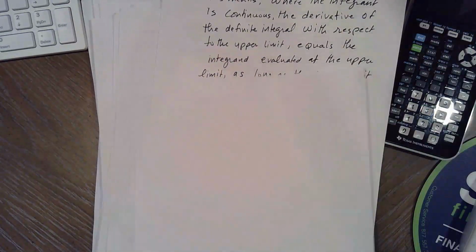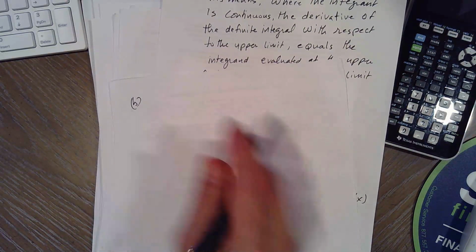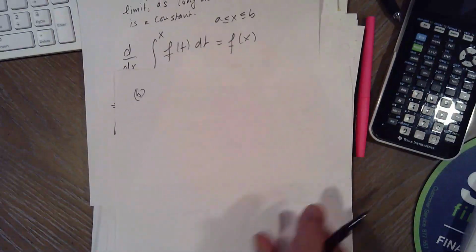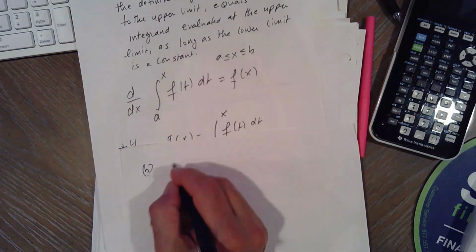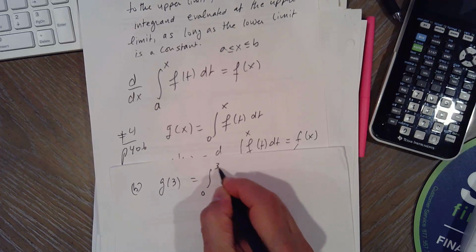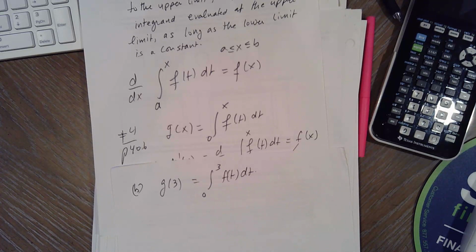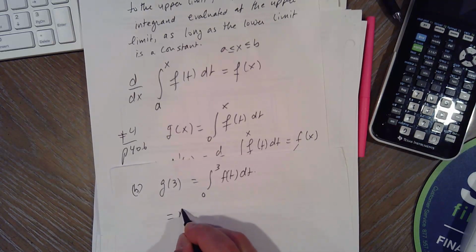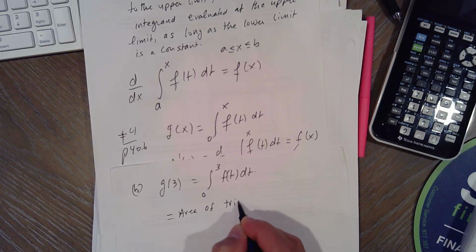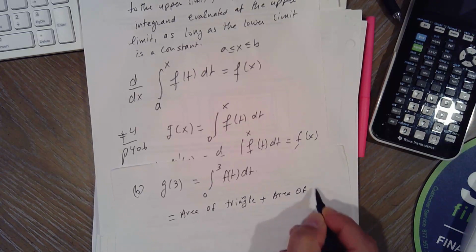Part B. Find g of 3, g prime of 3, and g double prime of 3. G of 3, if you look at the integral, is the integral from 0 to 3 of f of t dt. So if you look at the graph from 0 to 3, you have the area of a triangle plus the area of a trapezoid.